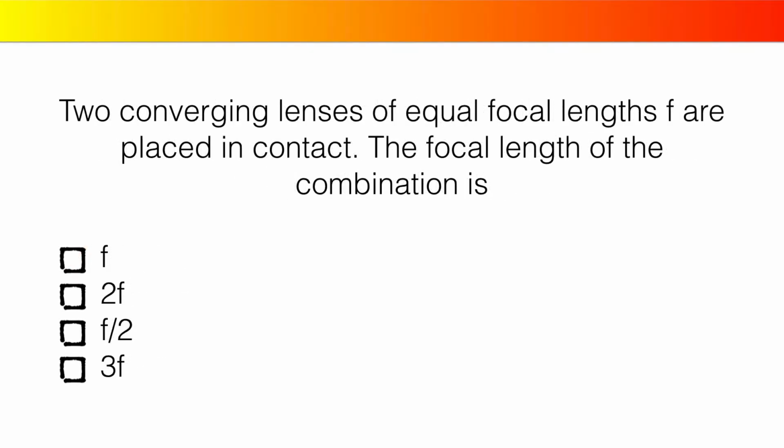Two converging lenses of equal focal length f are placed in contact. The focal length of the combination is f, 2f, f by 2, or 3f.